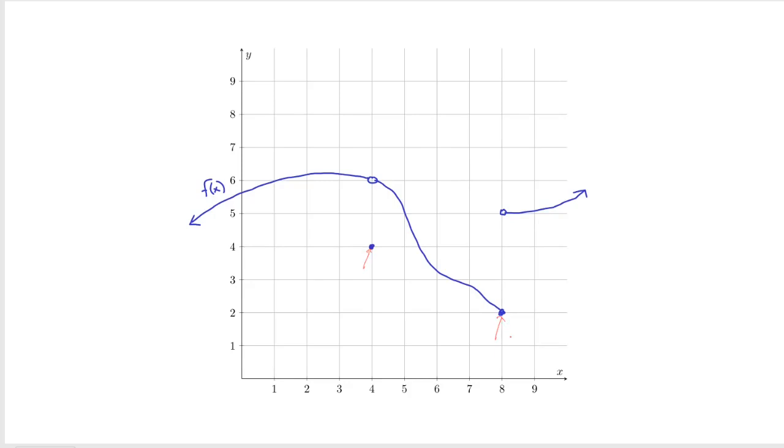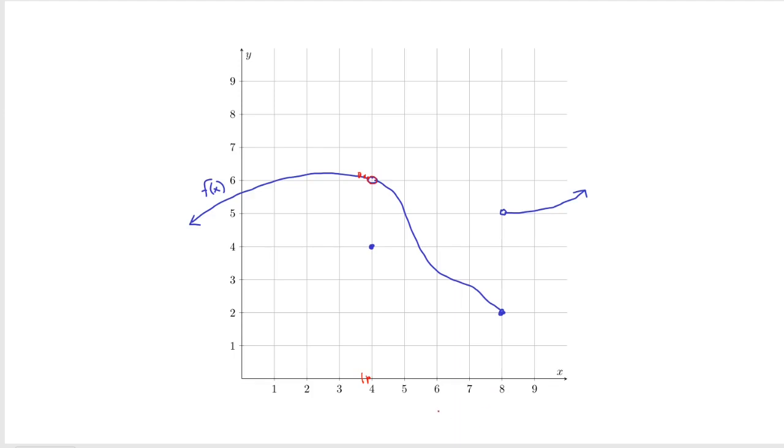It's 2. Okay, let's see what happens as x approaches 4 from the left. Pick an x value to the left of 4, like maybe this one right here. What's the function value? It's this value up here. And then get even closer to 4, but to the left of 4, and you get this value up here. And get really, really close to 4, but still to the left of 4, and you still get closer and closer to whatever this value would have been right here.